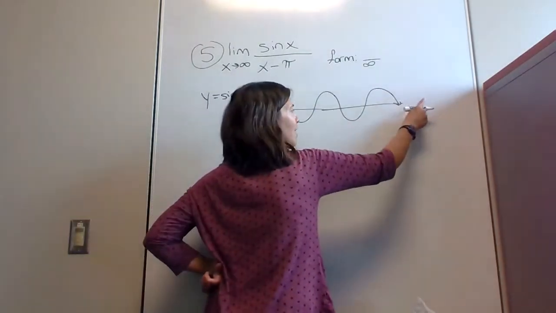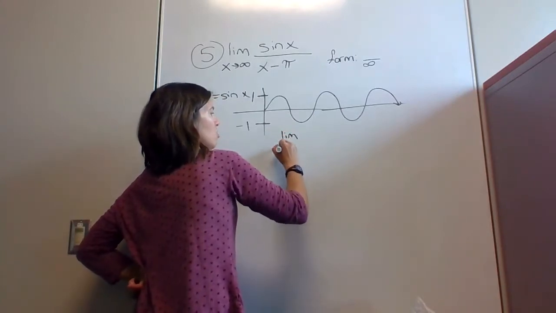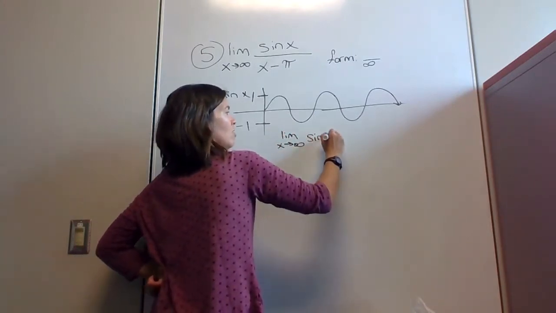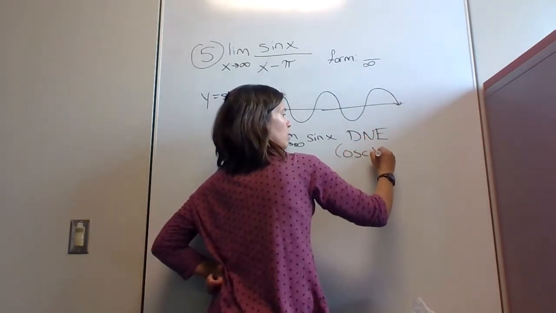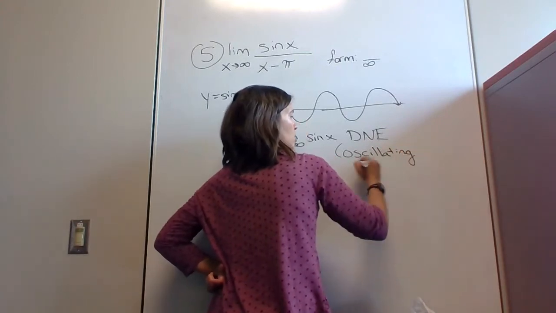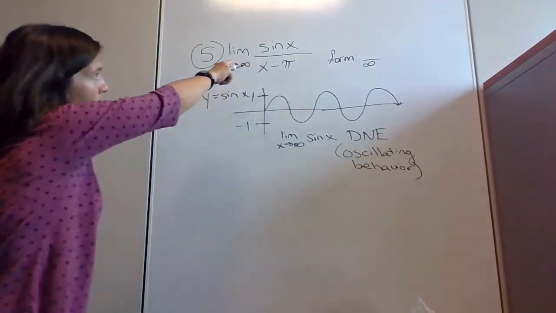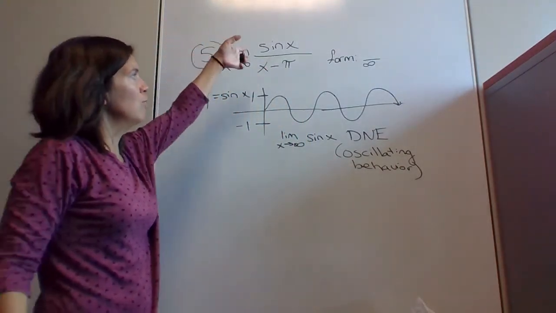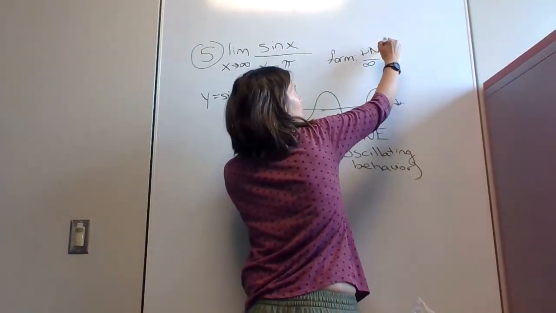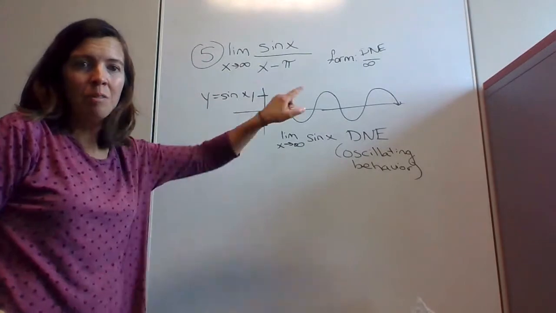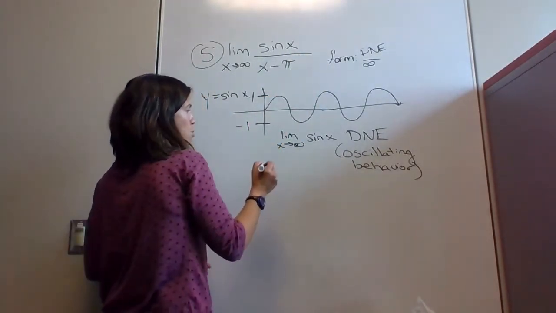As x approaches infinity, sine of x isn't approaching anything. The limit as x approaches infinity of sine of x does not exist due to oscillating behavior. So we can't say that this limit up here has the form infinity over infinity because this isn't really a form, but what I would say is the limit of the numerator does not exist. So we're not going to be able to use L'Hopital's rule.